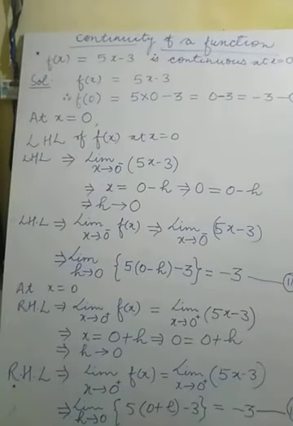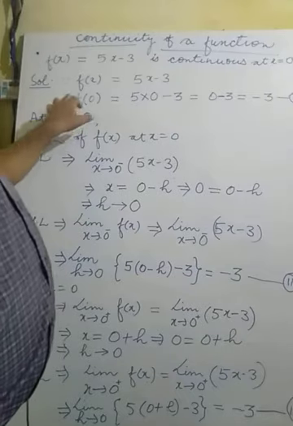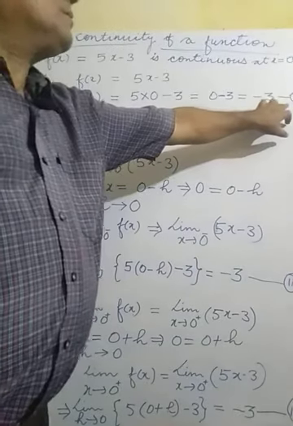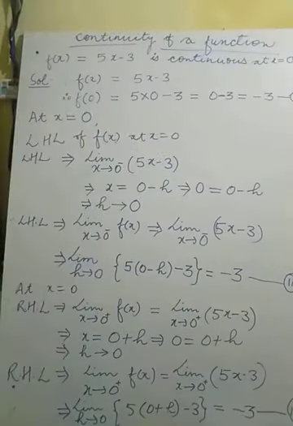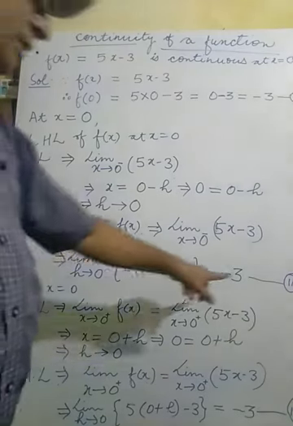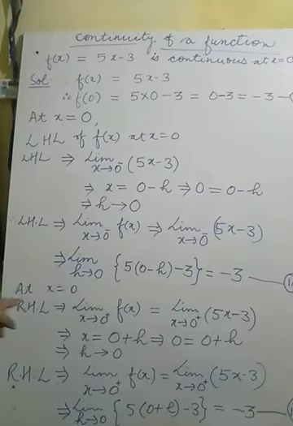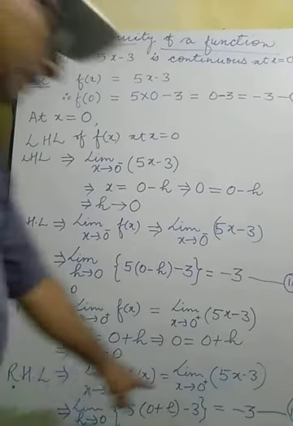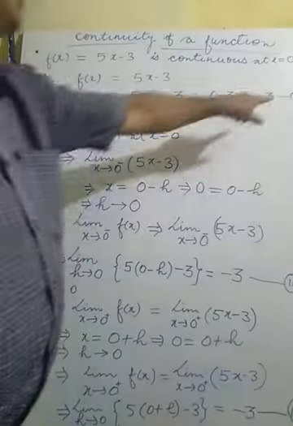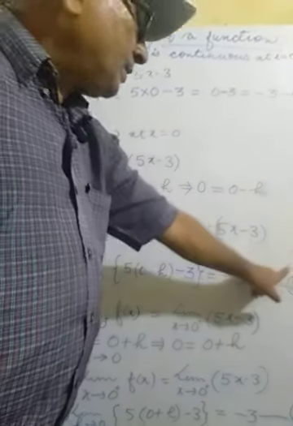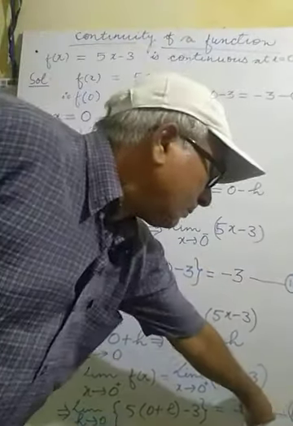You may observe here. What is the value of the function at 0? It is minus 3. What is the left hand limit at x equal to 0? It is minus 3. What is the right hand limit at x equal to 0? It is minus 3. This one is equation number 1. This one is equation number 2. This one is equation number 3.